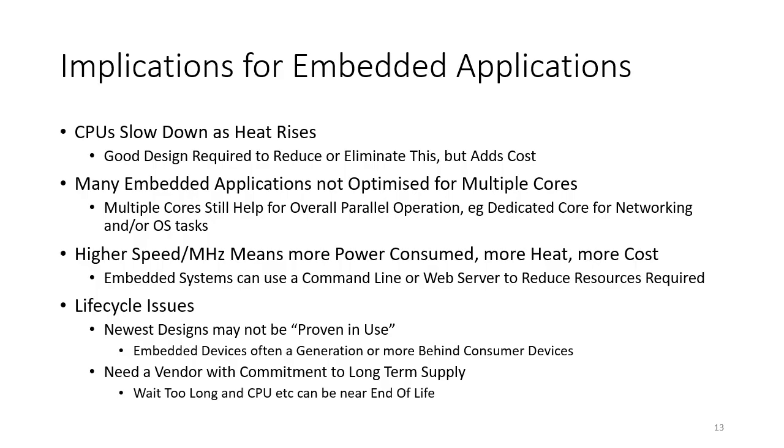Now, what I see is many embedded applications are not optimized for multiple cores. Multiple cores will help overall for parallel operation. So you might have a dedicated core for networking, you might have another dedicated core to run some operating system tasks, and then you'd have cores left over to run your algorithms. But this is one area where you can look at a device and think that it has very high performance, but if your application is only using a single core, you're actually constrained by what that single core performance is.